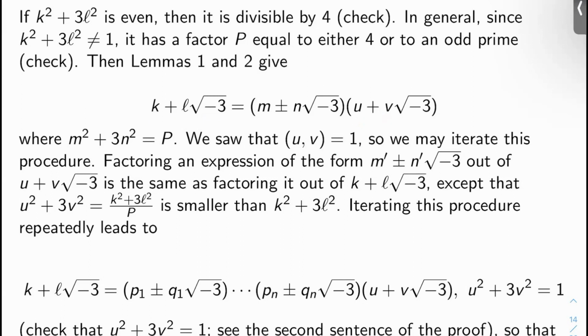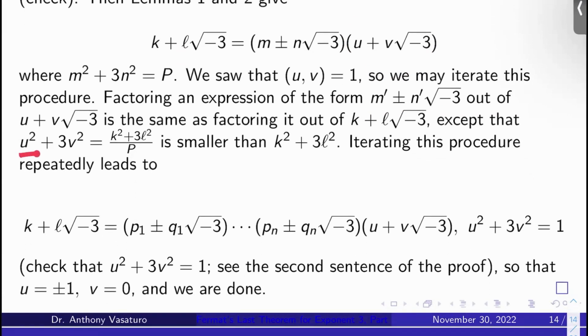Okay, but factoring an expression of the form, let's say m prime plus or minus n prime root negative 3 out of this guy is the same thing as just factoring it out of k plus l root negative 3, except that now u squared plus 3v squared is k squared plus 3l squared divided by p. And so this squared plus 3 times this squared is strictly smaller than this squared plus 3 times this squared. And so what I'm saying is, if you iterate this procedure, it terminates after finitely many steps.